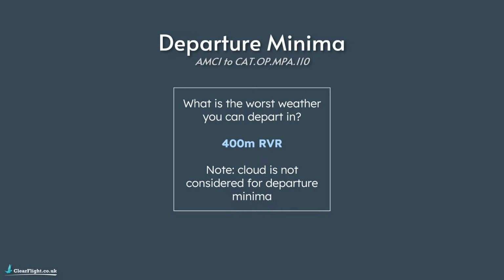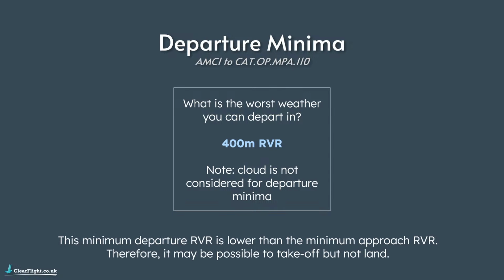The problem with that is if it was overcast at 100 feet and if the RVR was 400 meters, then we would not be able to land back at that airport because that's higher than any of our single pilot IFR approach minima. So in other words, this minimum departure RVR of 400 meters is lower than the minimum approach RVR. So therefore, it might be possible for you to take off from an aerodrome but not land back at that aerodrome. And so that leads us into departure alternates.